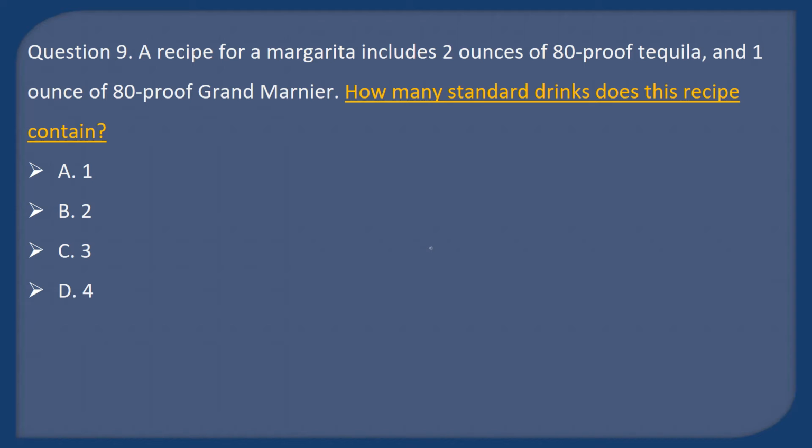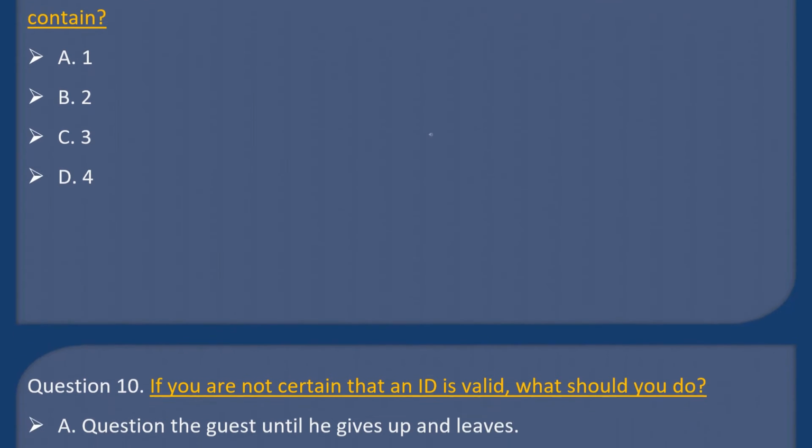Question 9. A recipe for a margarita includes 2 ounces of 80 proof tequila and 1 ounce of 80 proof Grand Marnier. How many standard drinks does this recipe contain? A. 1. B. 2. C. 3. D.